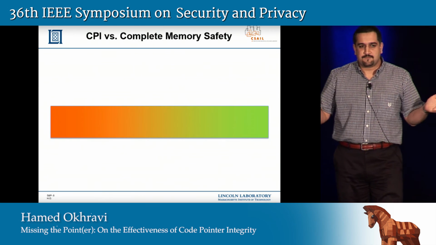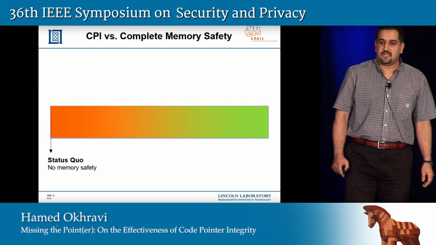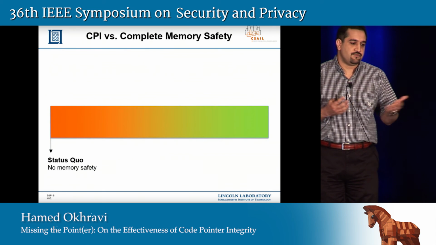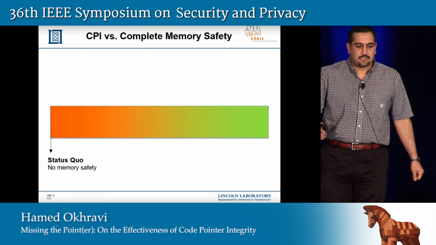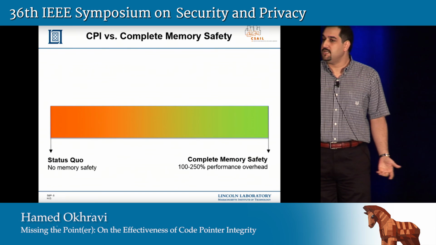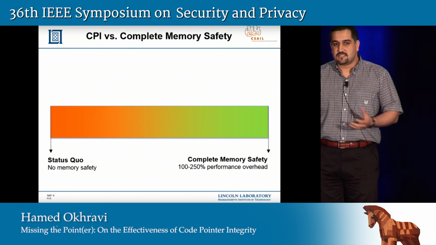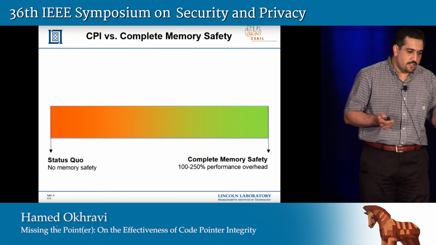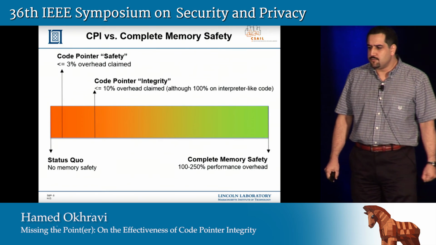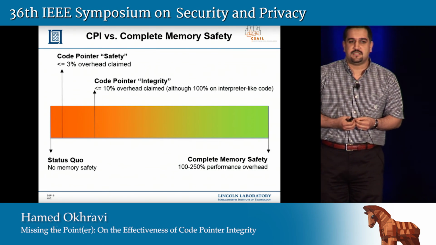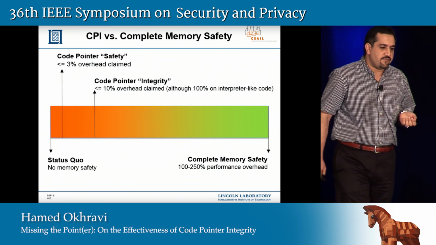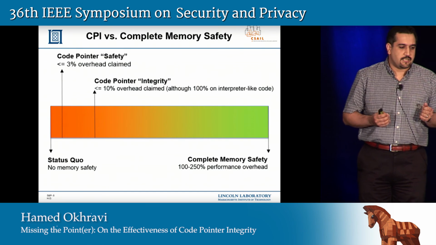So if we look at the spectrum of possibilities, at the very left end, we have the status quo, no memory protection, which is really bad, easily attackable. And at the very right end, we have complete memory safety, but it is slow, more than 100% overhead. CPI is actually somewhere in between. It provides some of the guarantees of complete memory safety, but with much lower overhead, less than 10% on average, although for some of the benchmarks it's higher.